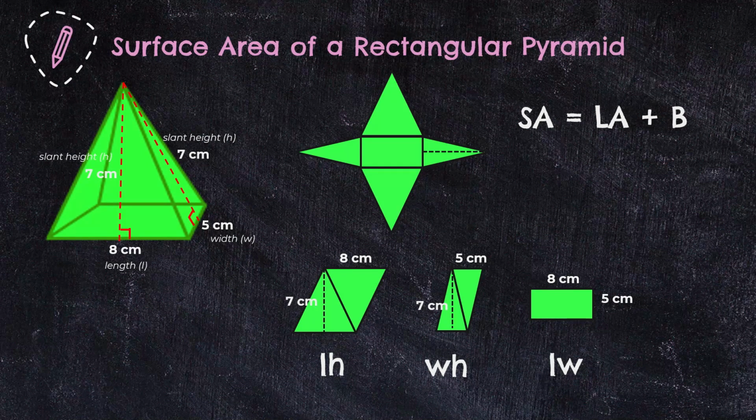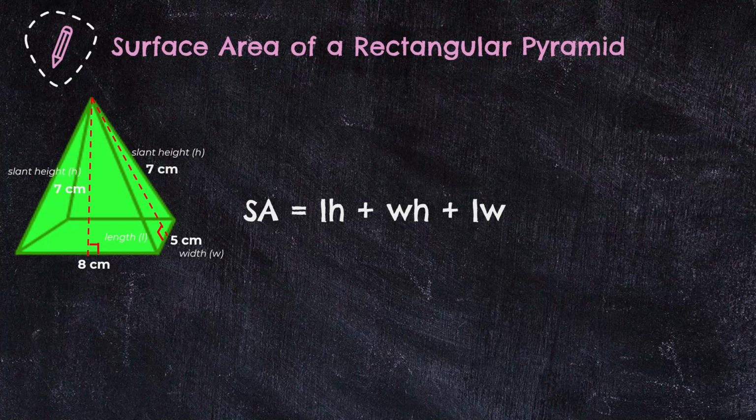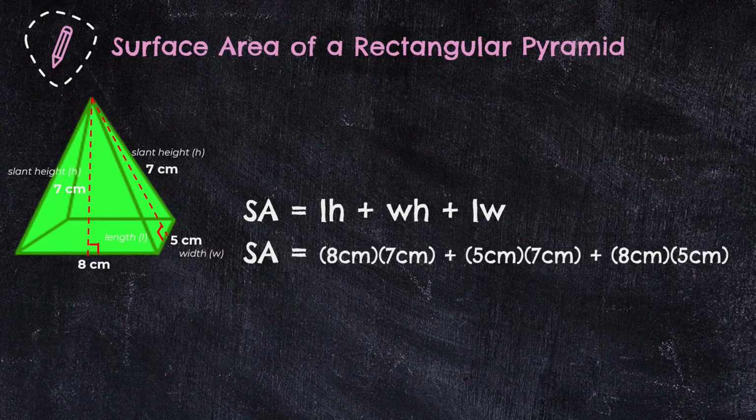And to find the surface area of this figure, all you have to do is find the sum of the product of length and slant height, the product of width and slant height, and the product of length and width. To solve for its surface area, let us use the formula length times the slant height plus width times the slant height plus length times the width. So substitute the given values in the formula. We have 8 centimeters times 7 centimeters plus 5 centimeters times 7 centimeters plus 8 centimeters times 5 centimeters.